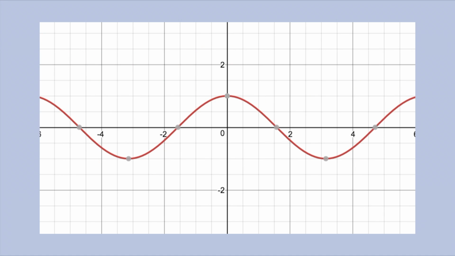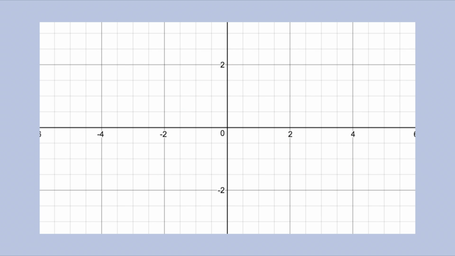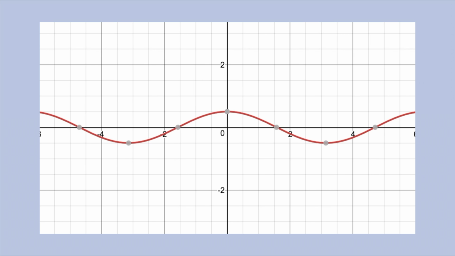Lastly, let's try multiplying cosine x by different numbers. If we multiply it by 2, the graph seems to condense because the y values are getting bigger, while x values stay the same. However, if we multiply by 1/2, it stretches because the y values are smaller while the x input stays the same.